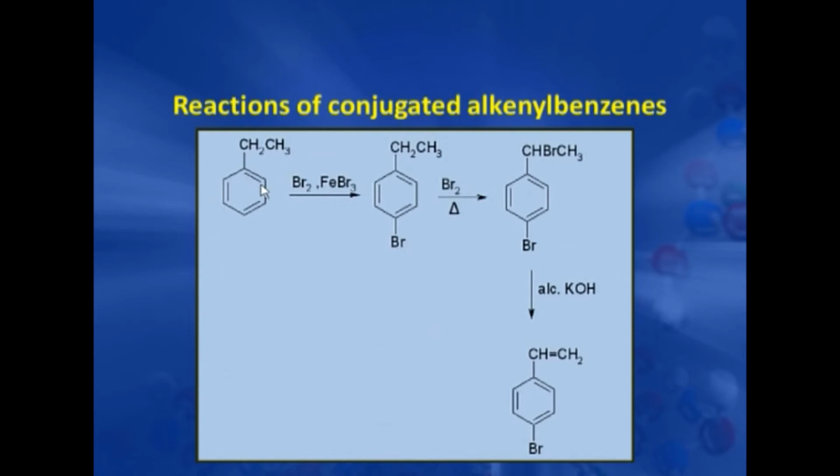because the ethyl group is ortho and para directing. So, it gives a mixture of ortho and para-bromo. So, we take para-bromo ethyl benzene and then we introduce a double bond in the side chain. For this we do the bromination in presence of light or heating. So, side chain bromination takes place and then dehydrohalogenation with alcoholic KOH. So, we get the double bond here. In this way we can prepare para-bromostyrene.